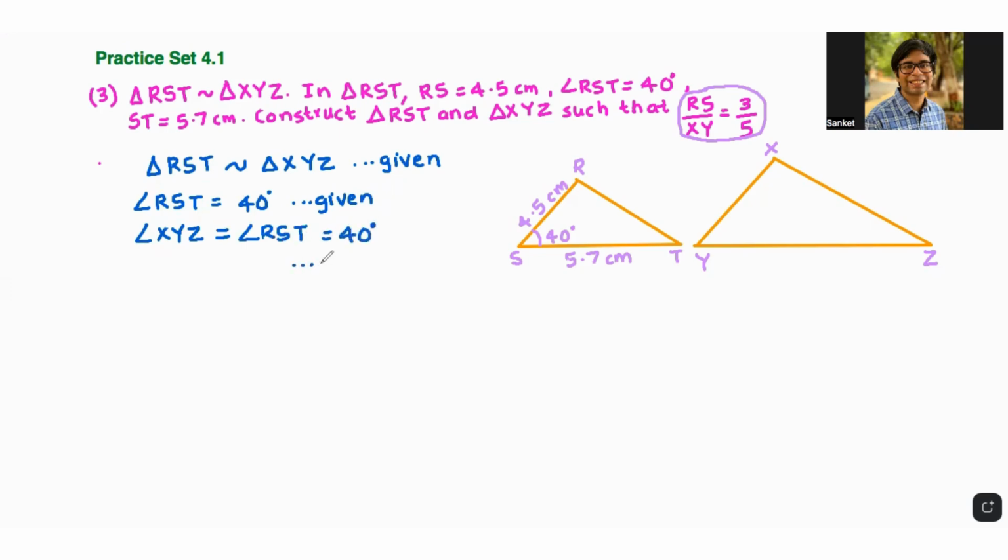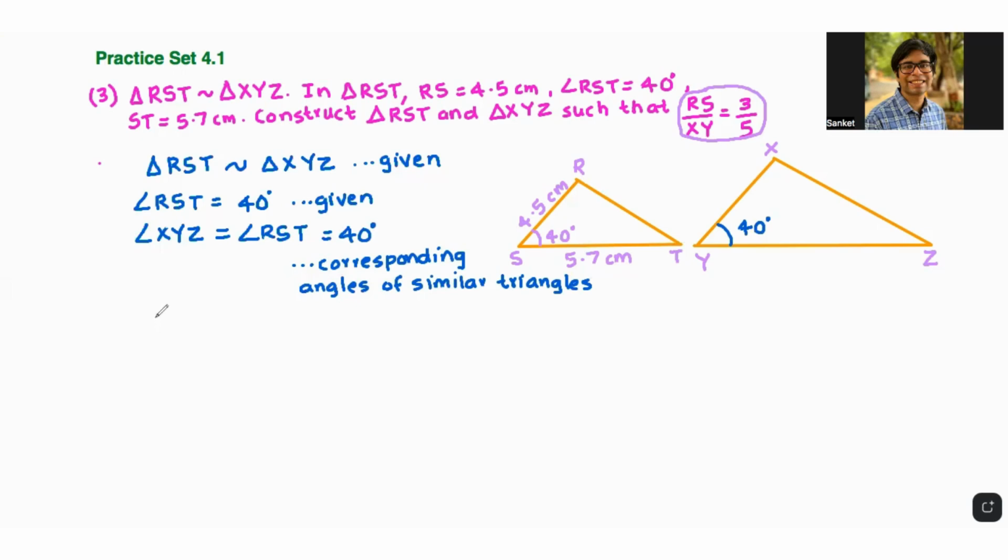And my reason is going to be corresponding angles of similar triangles. So I know that this angle is going to be 40 degrees. Now I need to find measure of side XY and measure of side YZ.